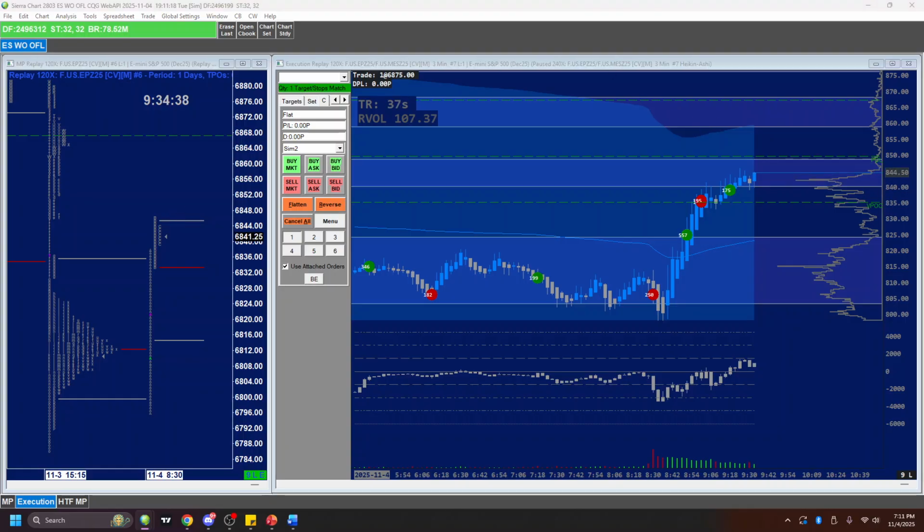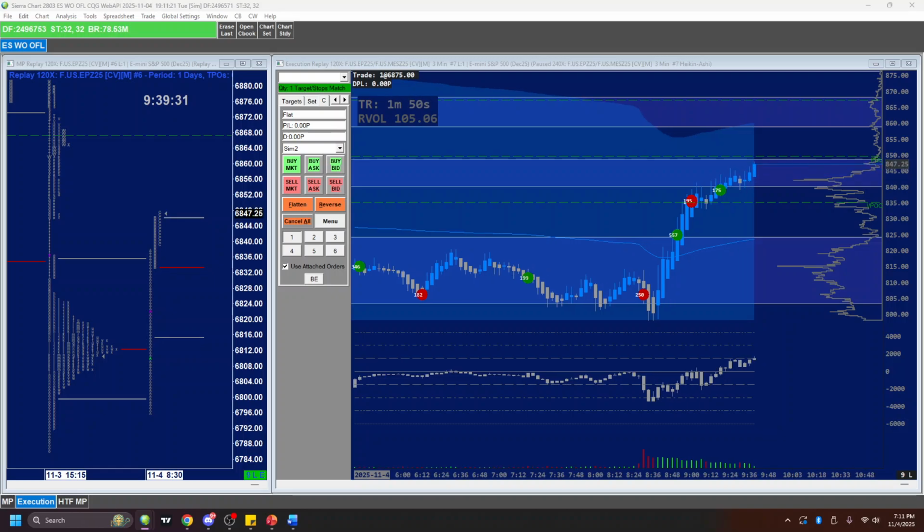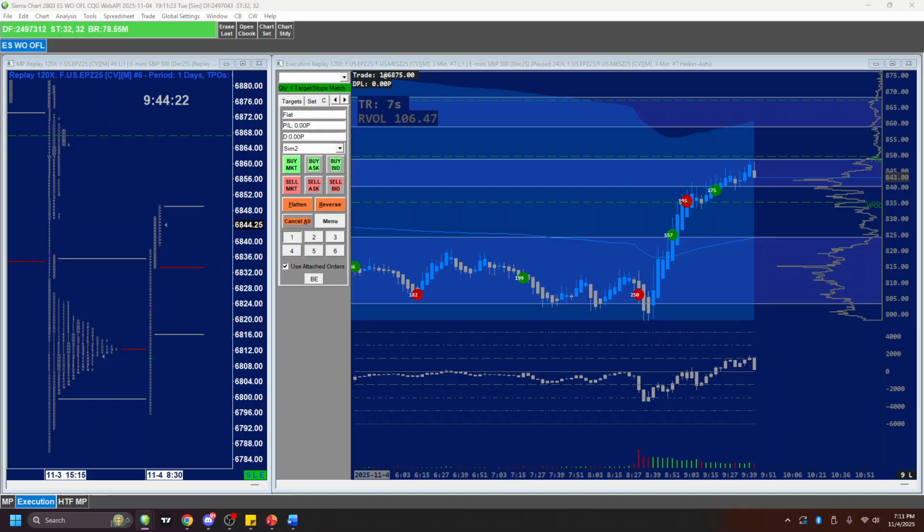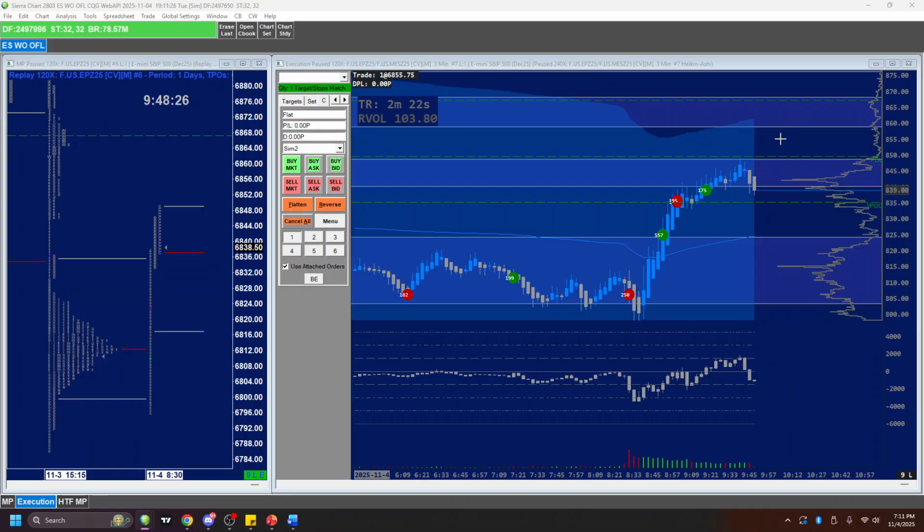So let me hit play here. We'll keep going. Okay, so price is more or less taking out the prior day low. Okay, now we've got two down candles.